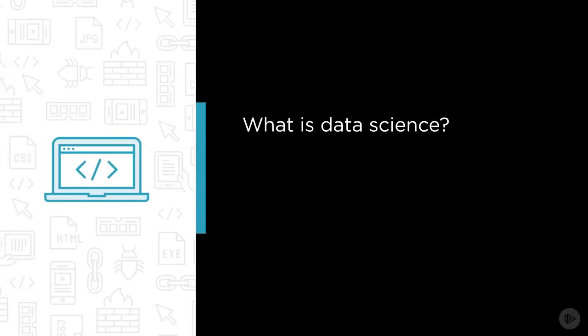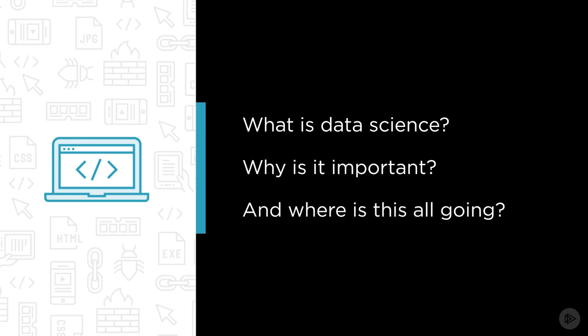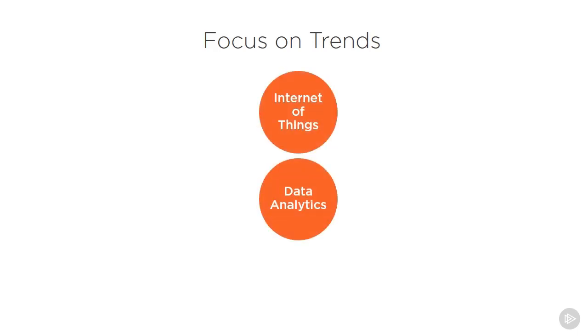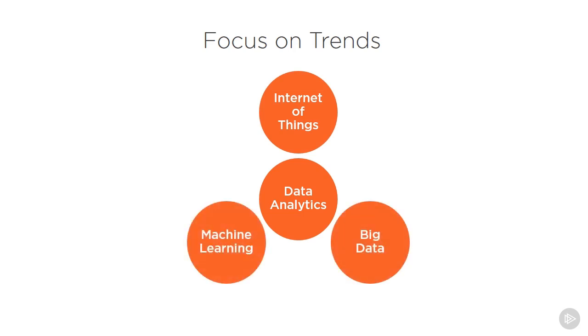In this course, we'll answer the following three questions. What is data science? Why is it important? And where is this all going? To answer these questions, we'll look at a series of trends that are driving the data science revolution, including data analytics, the Internet of Things, big data, and machine learning.